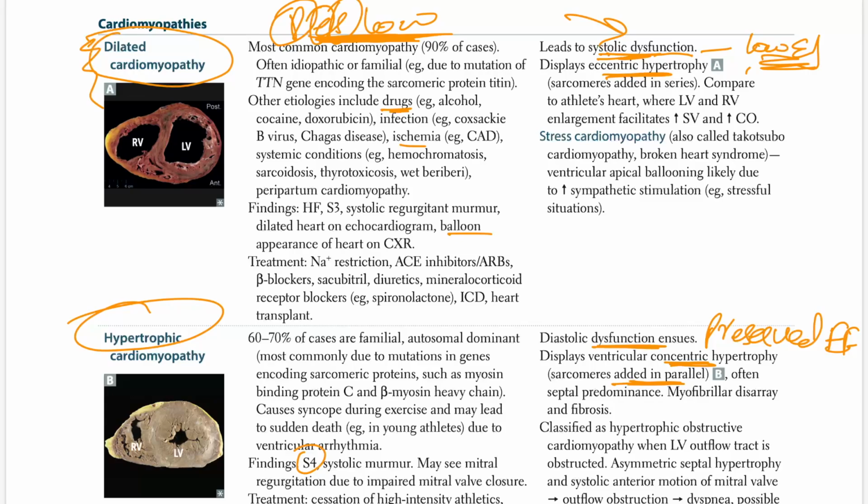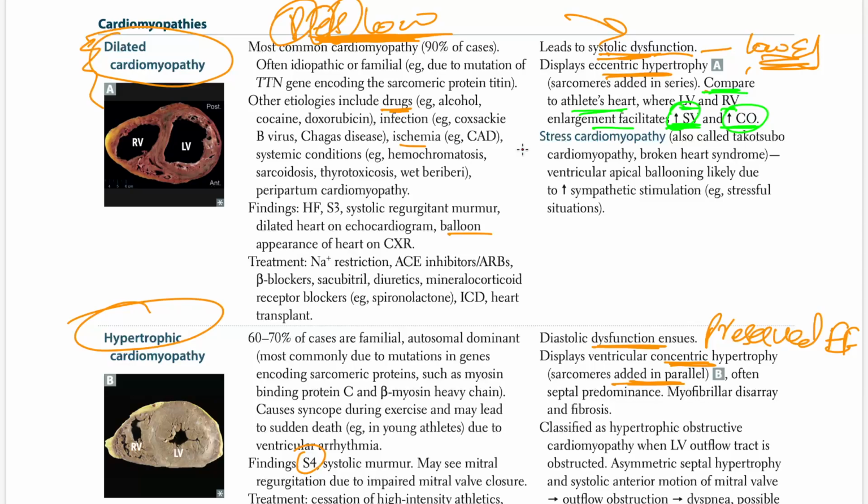Now let's look at what else we can see. Let's change color here. Compared to the athlete's heart, where the left ventricle and the right ventricle enlarge, that would facilitate the increase in stroke volume and increase in cardiac output. So they're just comparing with the athlete's heart, in which you just have an increase in stroke volume and cardiac output. Now high yield is stress-induced cardiomyopathies.